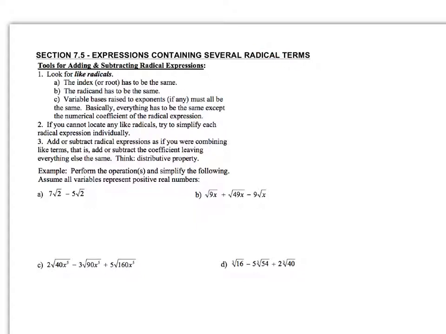And what we're going to be doing is adding and subtracting radical expressions, okay? What we're looking for are these things called like radicals, where the index or the root has to be the same, and the radicand has to be the same. Let's come over here and talk about combining like terms.